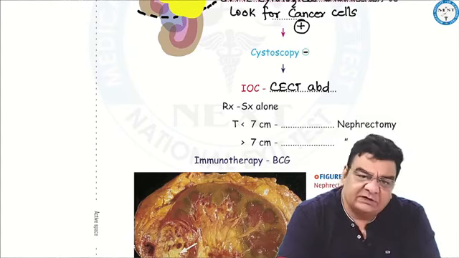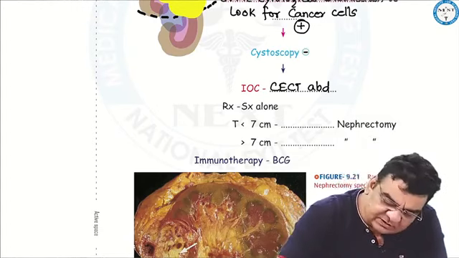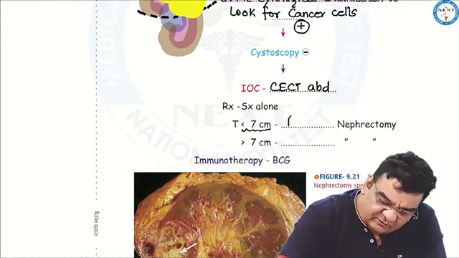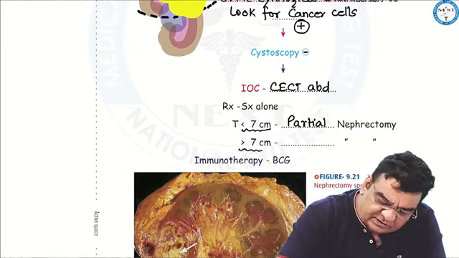Now, what surgery is supposed to be done? Depending on the size of the tumor, if the tumor is less than 7 centimeters, we do a partial nephrectomy. If the tumor is more than 7 centimeters, we do a radical nephrectomy.